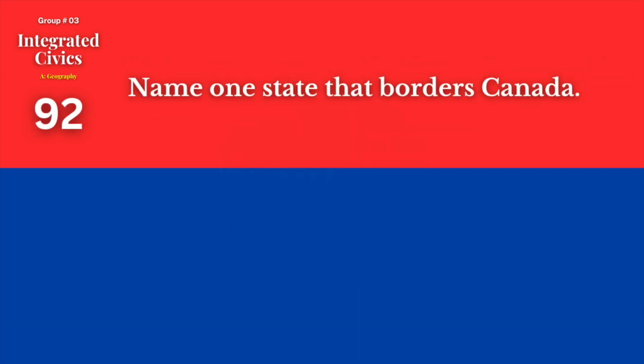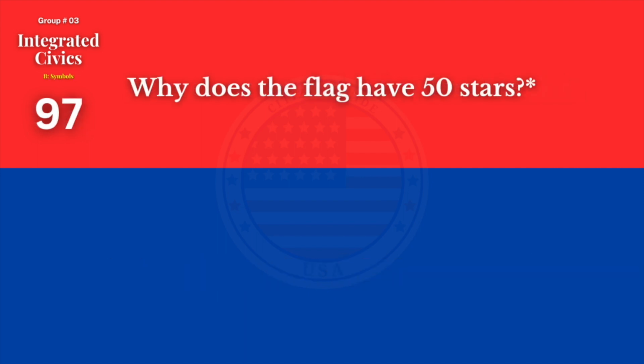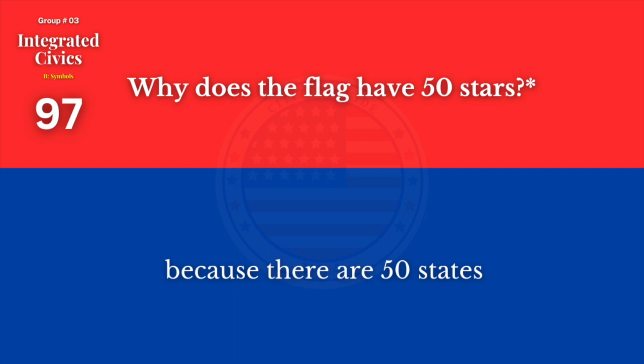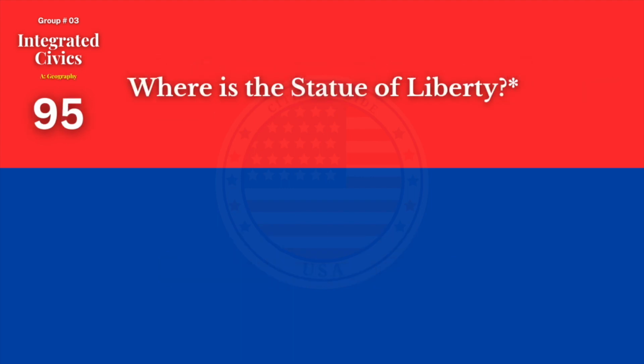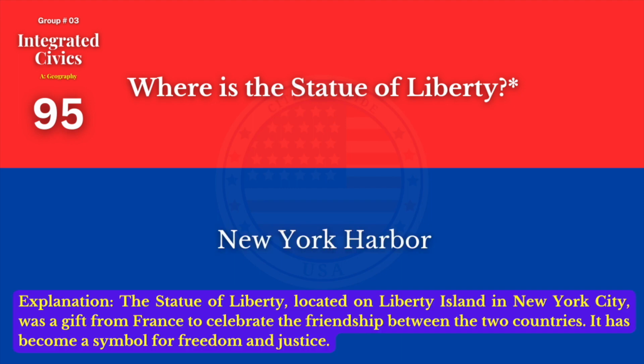Name one state that borders Canada. New York. Why does the flag have 50 stars? Because there are 50 states. Because there were 13 original colonies. New York Harbor.